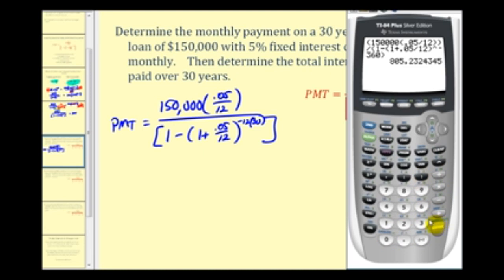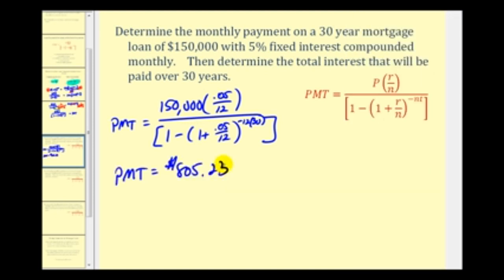And we can see that our monthly payment is going to be approximately $805.23. Now the second part asks us to determine the total interest that will be paid over the 30 years. Well, we're going to make 360 payments of $805.23 for a loan in the amount of $150,000.